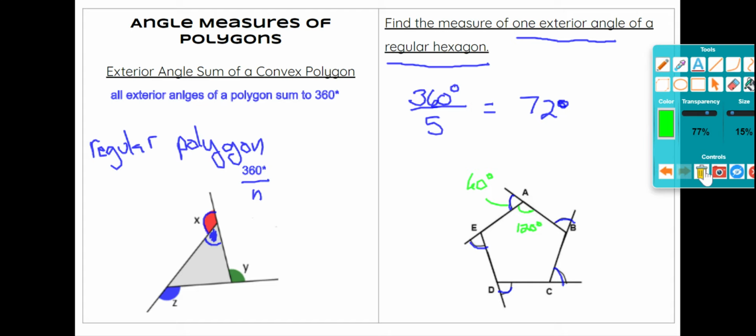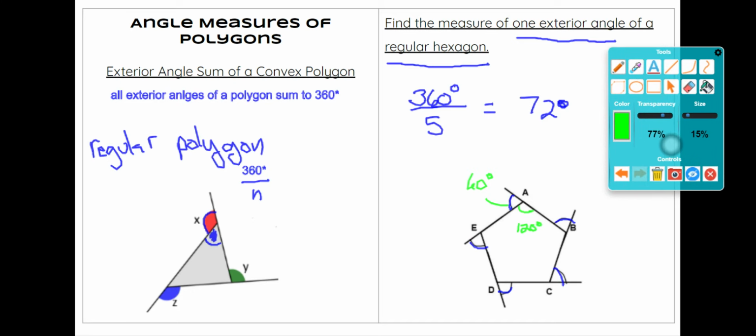But, like I said, because we know that this is a regular polygon, that all the sides and all the angles are going to be equal to each other, we do not need to find the other information. We can just take 360, which is the sum of all exterior angles of any polygon, and divide it by n number of sides.